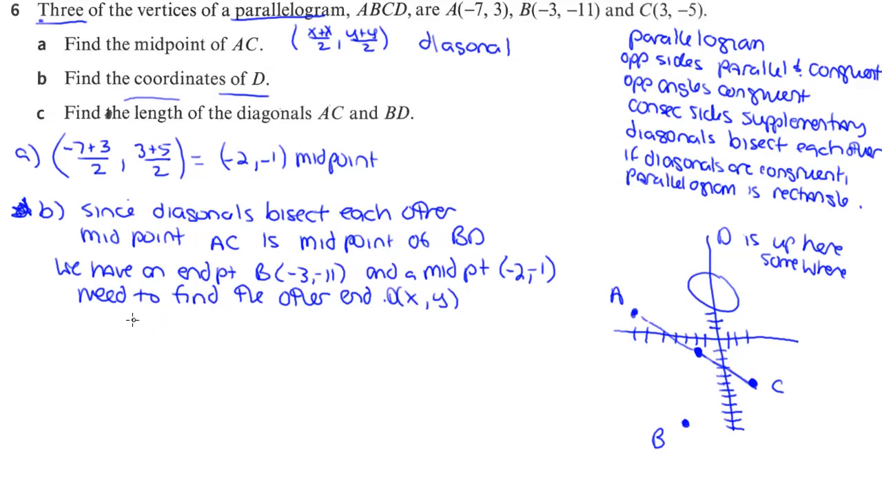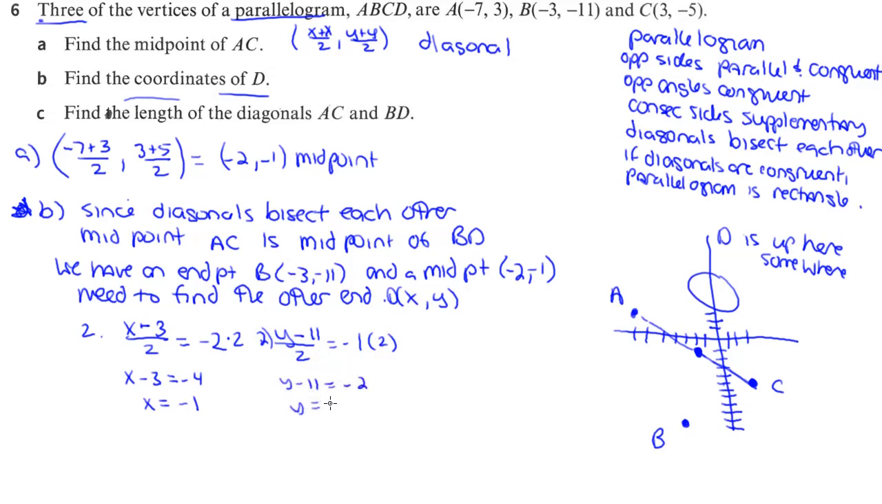Fantastic. Okay, so when I do this, I've got x minus 3 over 2 equal negative 2, and I've got y minus 11 over 2 equal negative 1. And then when I multiply both sides by 2, I'm going to end up with x minus 3 equal negative 4, and then x equals negative 1. And do the same thing on this side. I'm going to end up with y being 9. So now I know this endpoint D is negative 1, 9, and since I've drawn a sketch, it makes sense that it's going to be over here. It's not crazy.